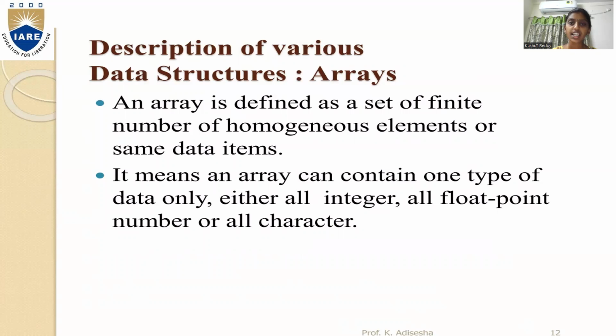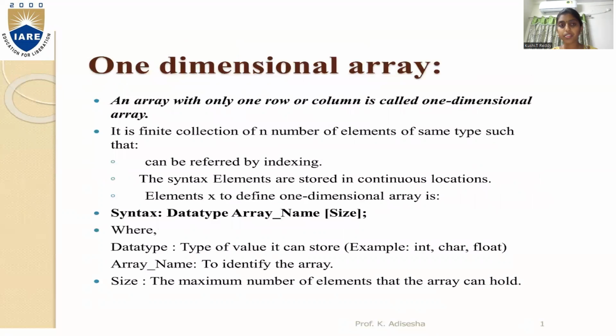Description of various data structures using arrays. An array is defined as a set of infinite or finite number of homogeneous elements of same data type. It means an array can contain one type of data only. That is, it can have all integers, all float numbers, or all characters.